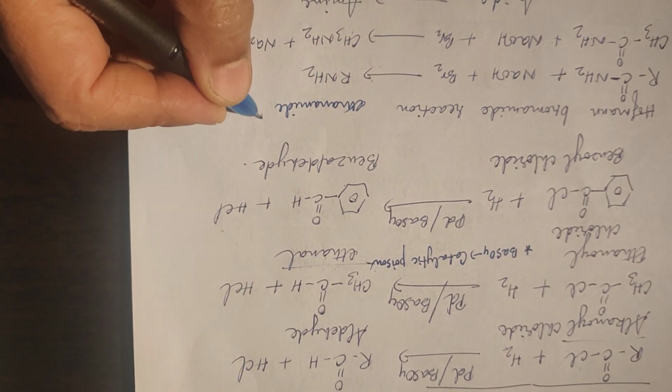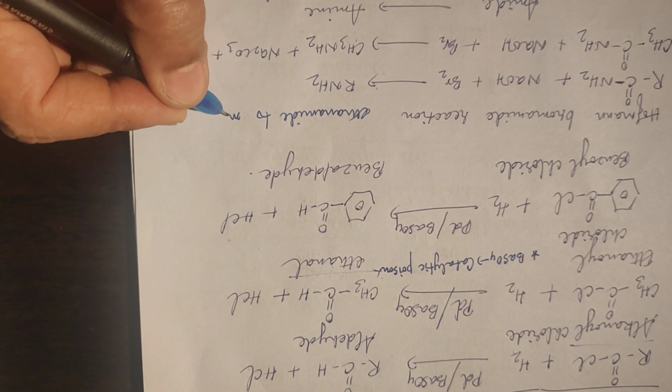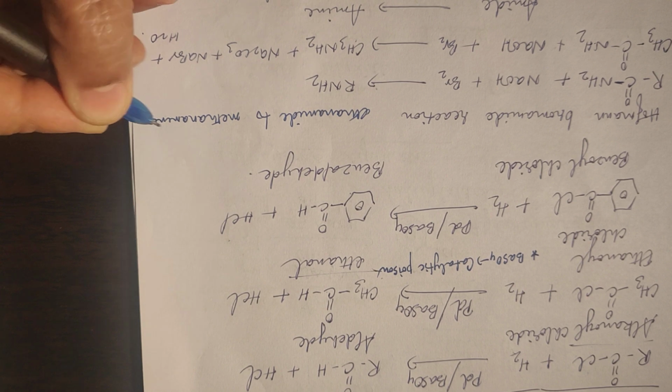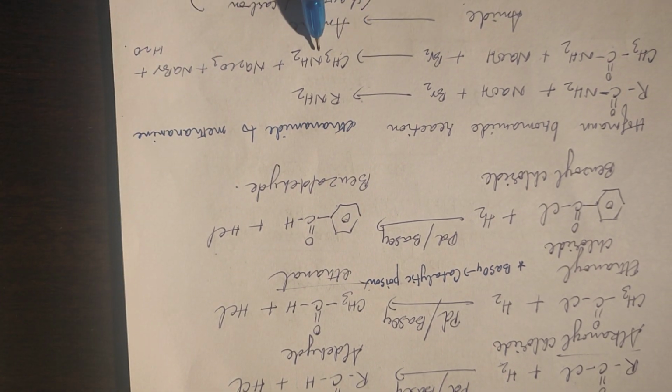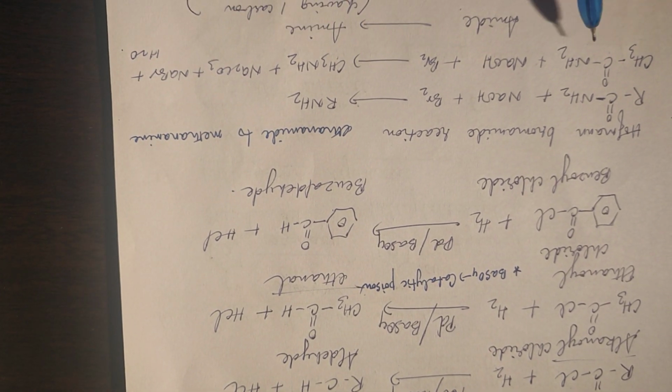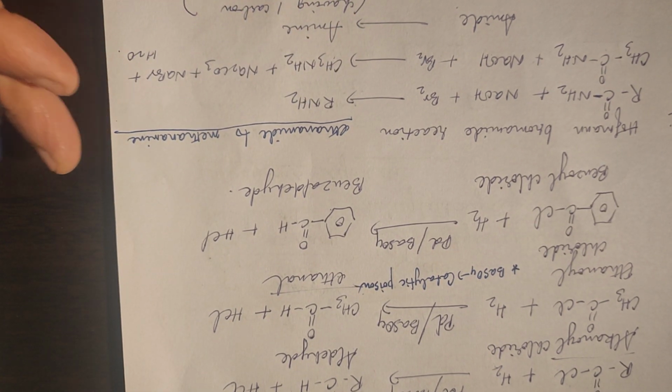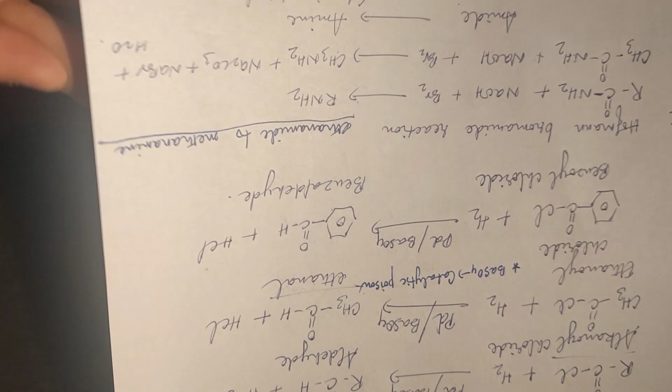Ethanamide to methanamine. This is methanamine, this is ethanamide. So this is by Hoffmann bromamide reaction. This can be asked even in conversion.